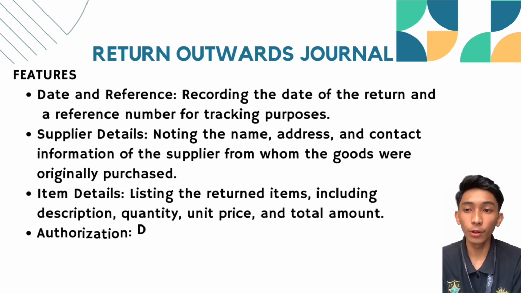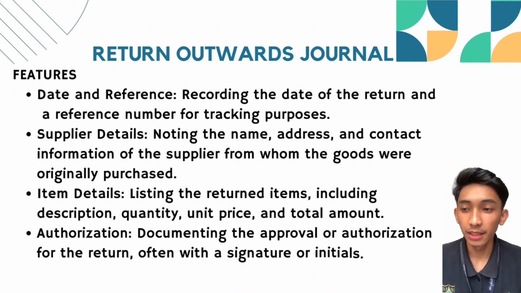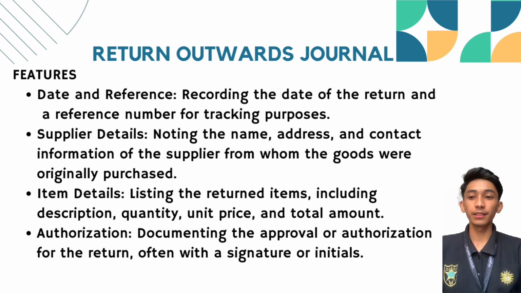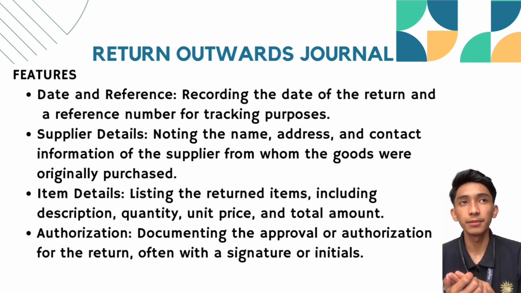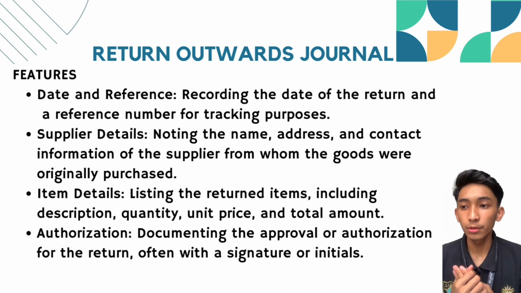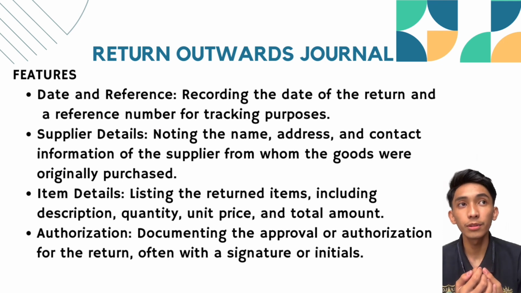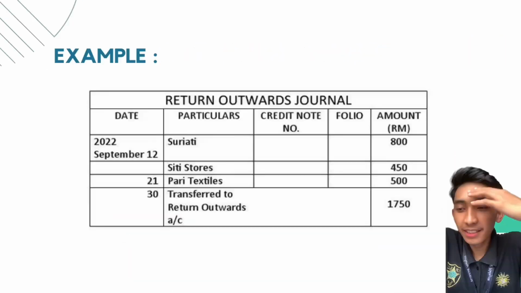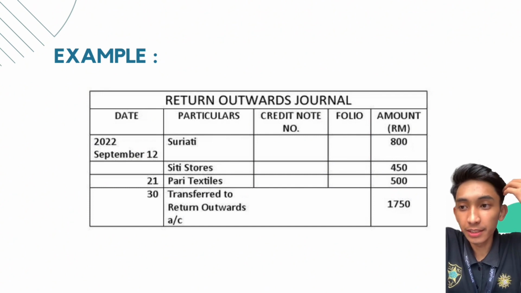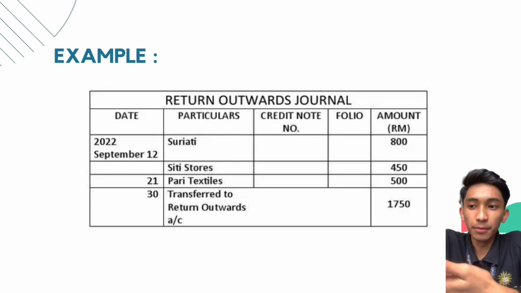goods were originally purchased. Number 3, item details, listing the returned item, including description, quantity, unit price, and total amount. Lastly, authorization, documenting the approval or authorization for the return, often with a signature or initial. This is an example for the returns outward journal. It has date, particulars, credit note number, folio, and amount.